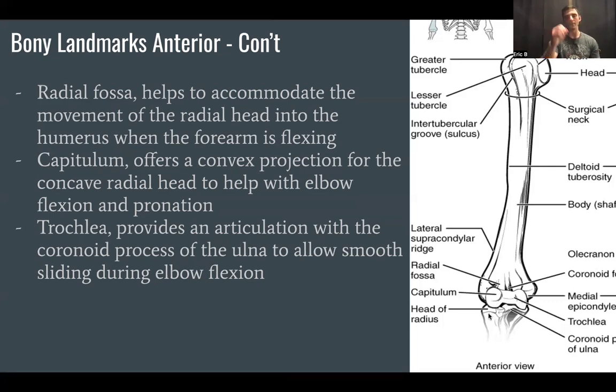When the elbow goes to flex, the radial head falls along the groove of the capitulum and goes a little bit into that radial fossa to accommodate for the flexion of the elbow.